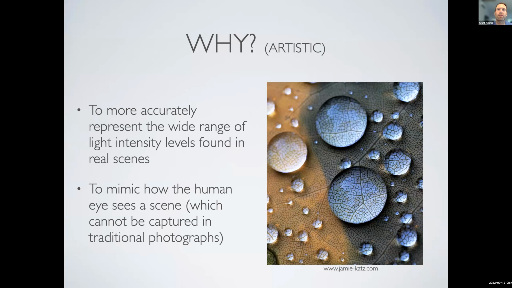So why would we do it in the first place? Well, there are artistic reasons. Maybe we want to more accurately represent the light intensity levels that are found in real scenes. Maybe you want to capture that sunset scene and have it look like a sunset, like what you saw. It's also a way of mimicking how we see a scene. And this is a perfect example. You take a picture of the sunset and you look at it afterwards and you say, it doesn't look like the sunset that I saw. Well, that's because your brain and your eyes are processing this differently. So we try to mimic that.